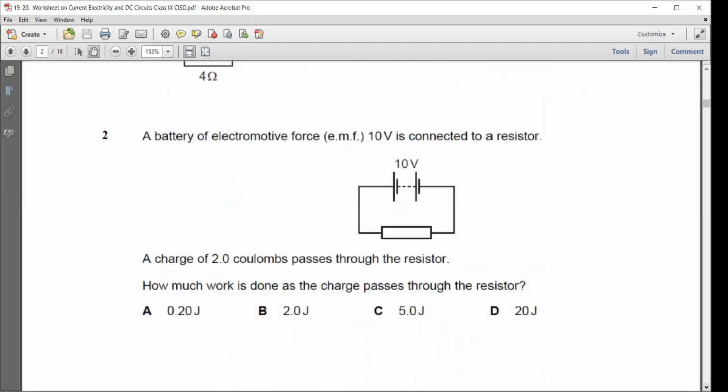Now, second question. This one will be explained by Faraz. Okay, Faraz? Best of luck, Faraz.